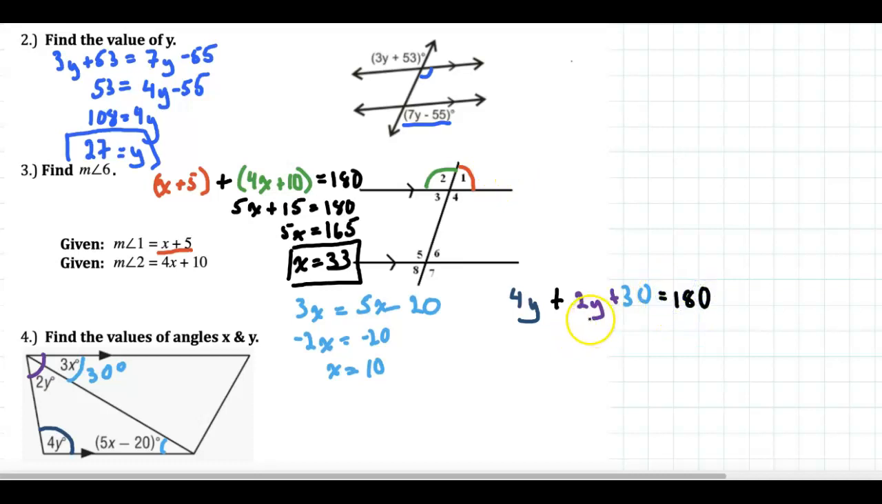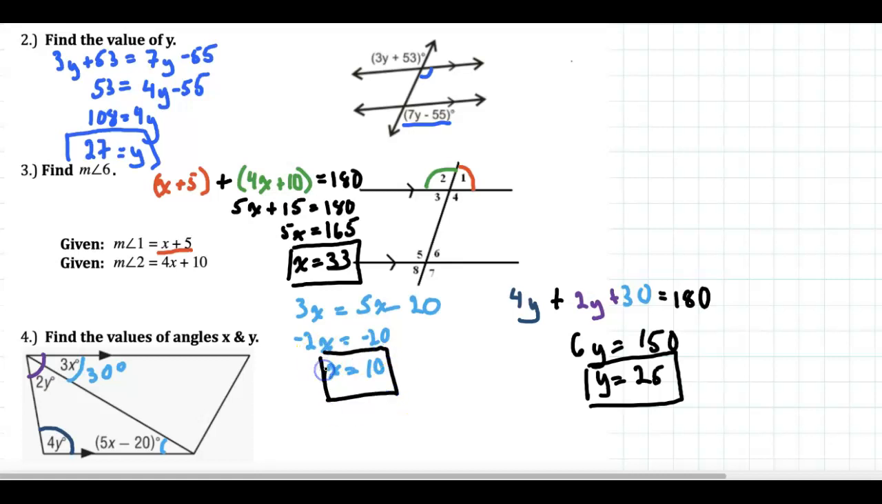Right? And so I combine all these, 6y, and I'm going to subtract 30 right away, equals 150. So y equals 25, right? 25 times 6 is 150. Alright, so it looks like we've solved for x and we've solved for y. And that's it.